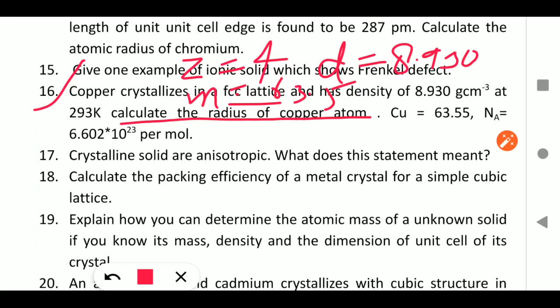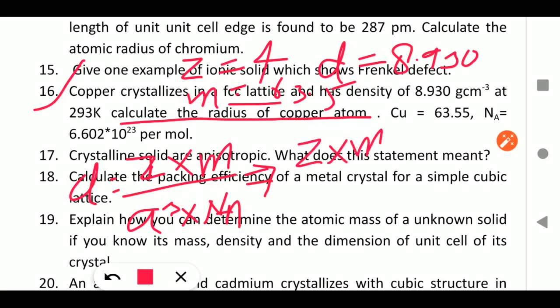First of all, you will use the formula density is equal to ZM upon a cube into Na. Here again you will modify this formula by putting the value of a in terms of r. For face centered, a is equal to 4 upon root 2, so a is 4r upon root 2, and a cube into Avogadro number. So what will you do?